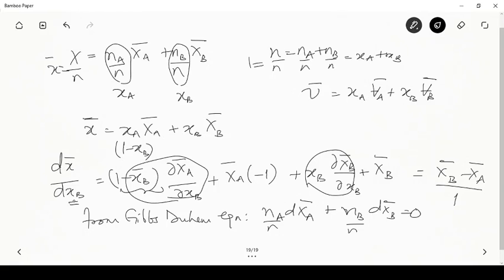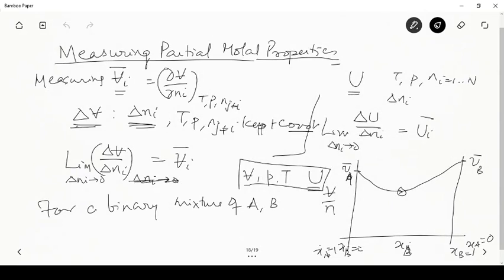So del x by del xb is the slope of this curve. So if you go back to this diagram, at this location, if I draw a tangent, which is the slope of this, it will give me VB bar and VA bar. Why? Because the slope here, del V by del XB, will be equal to VB minus VA divided by the distance 1 between them. Right?